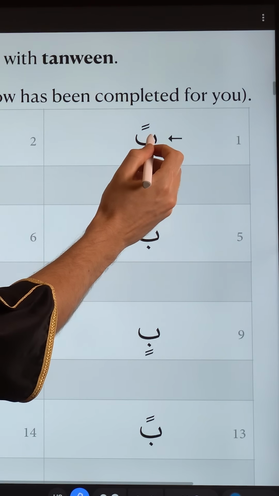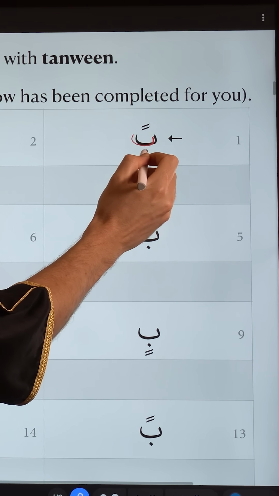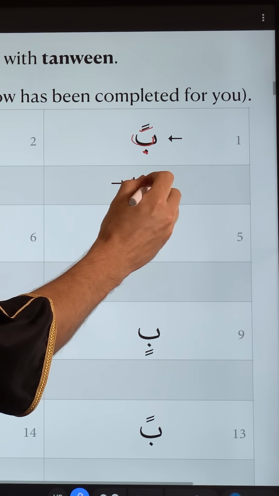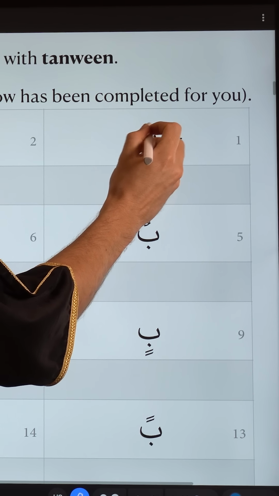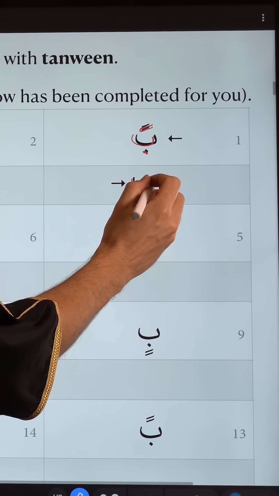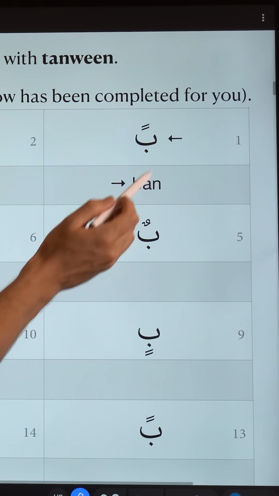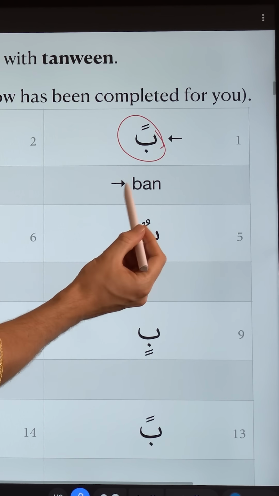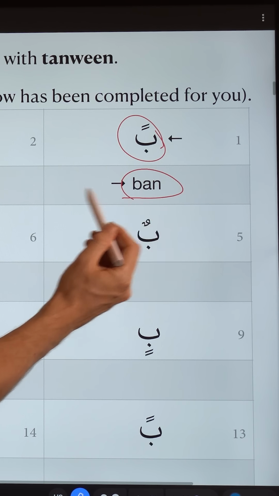So when you put it all together, you have the letter ba, which sounds like B. You have a fatha, which sounds like A. And you have a second fatha of tanween, meaning that there's an N. So you would read this as ban. And that's why in English we see it says ban.